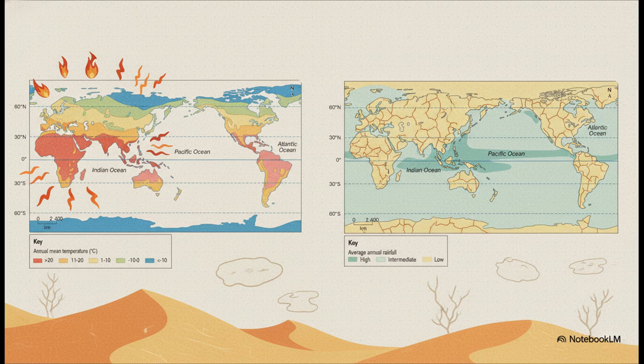I mean, that's the Sahara Desert we're talking about. Super, super hot and super, super dry. Right there, that one example just completely blows up the idea that heat automatically means rain.